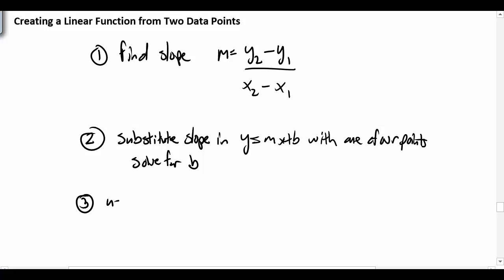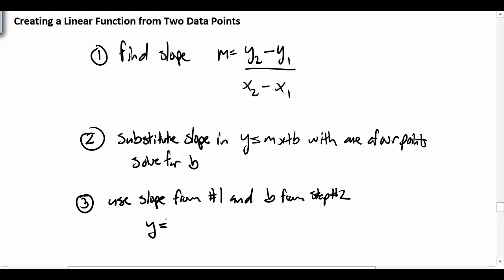Then step 3, we're going to use the slope from step 1 and the y-intercept from step 2, and we're just going to replace those into y equals mx plus b, where we have numbers in for m and b, and we have x and y just in terms of variables.